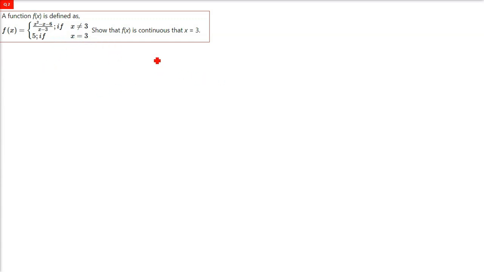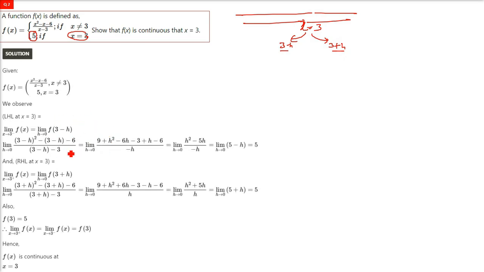A function f(x) is defined as follows. I told you there is x equals 3. This is a road, this is a pathway, and at x equals 3 you have to find out whether this function is continuous or not. At x equals 3 it is given a proper value 5, but we will have to check just behind 3 and just a bit forward of 3. Okay, so how are you going to write it? This way. This is the actual way you are going to solve your question.